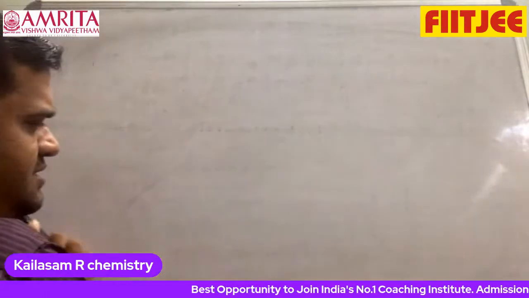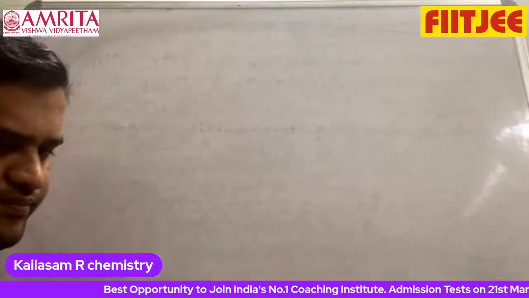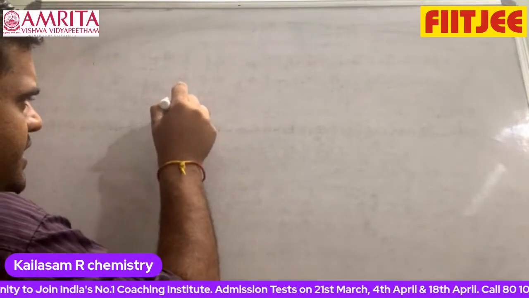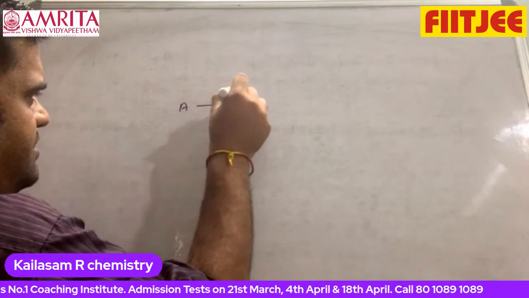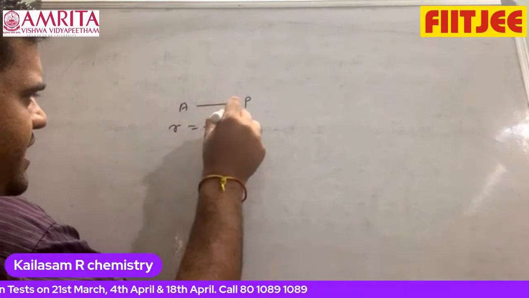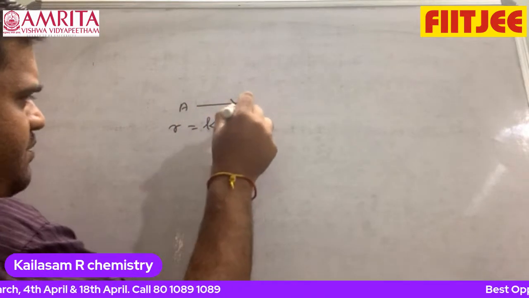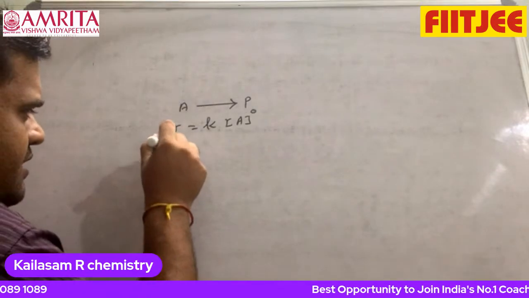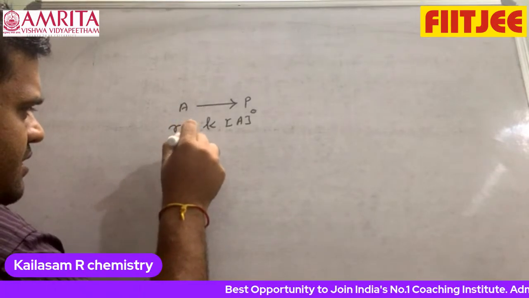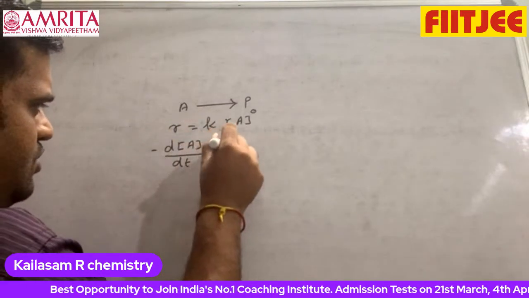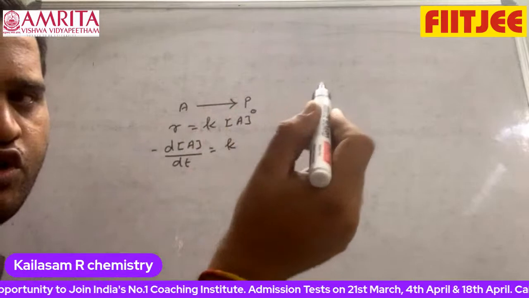Now what about the zero order kinetics? In the case of zero order kinetics, let us take A, which gives the product. The rate is equal to K. I can write that as A power 0, and A power 0 means the order of the reaction is 0. Now we can write minus dA by dt is equal to K, A power 0 is equal to 1.